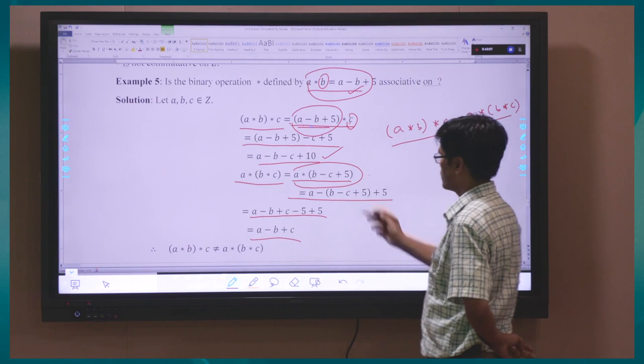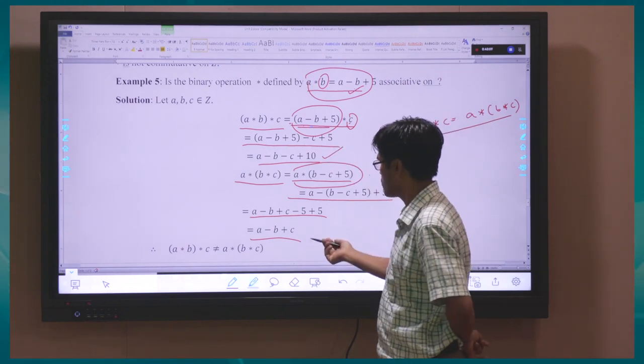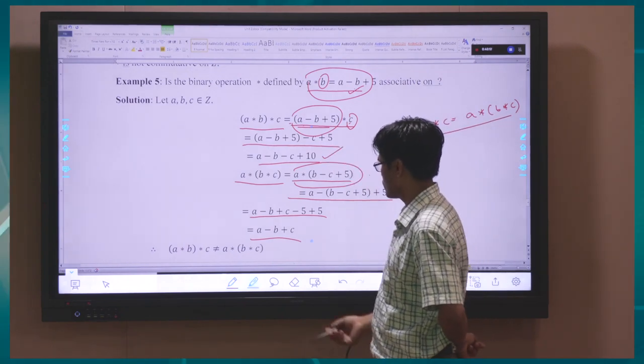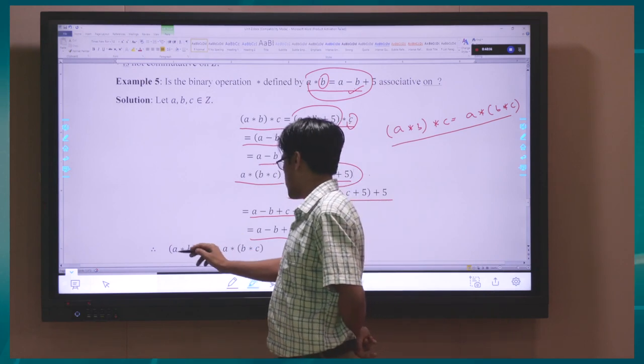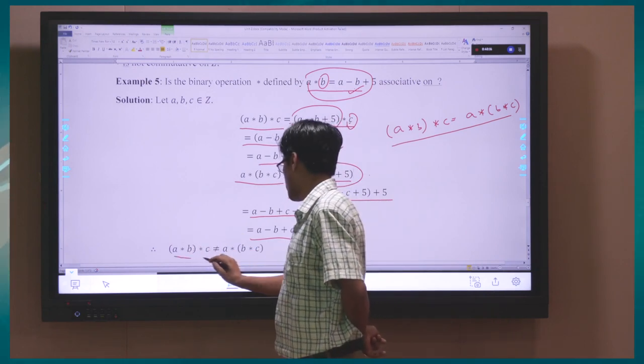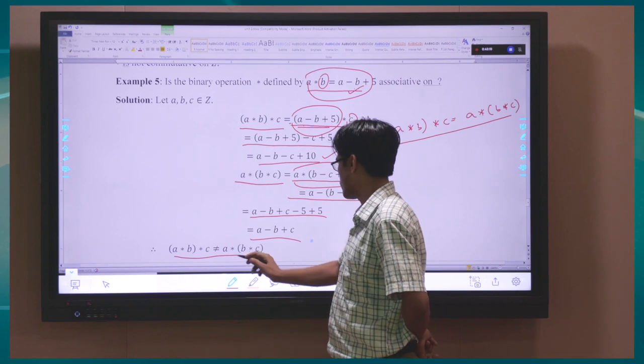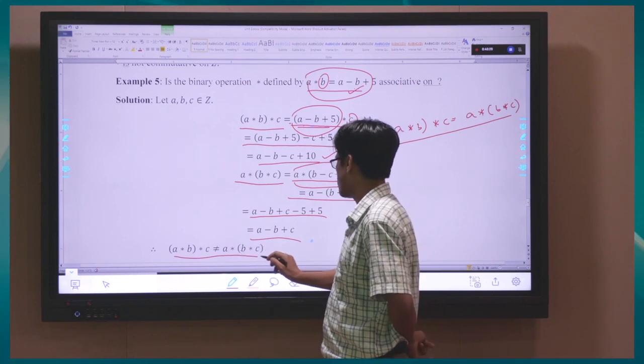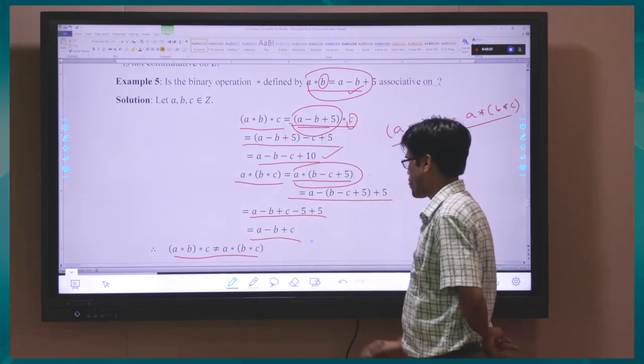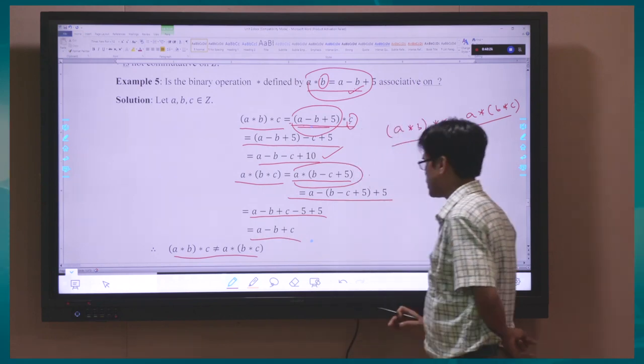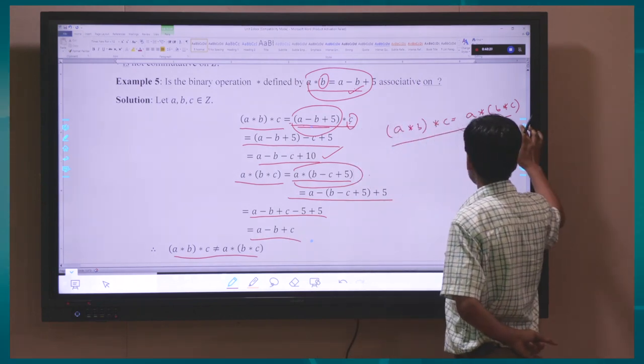You see the result of the left hand side and the result of the right hand side are not equal. So therefore bracket A star B star C is not equal to A star bracket B star C. So the associative property is not satisfied by this binary operation.